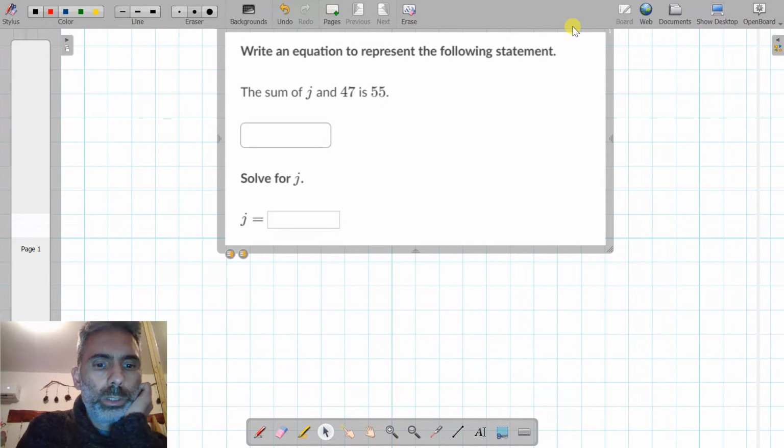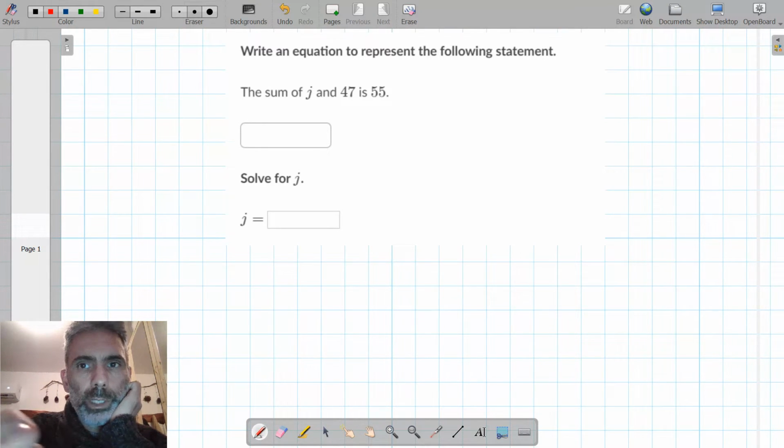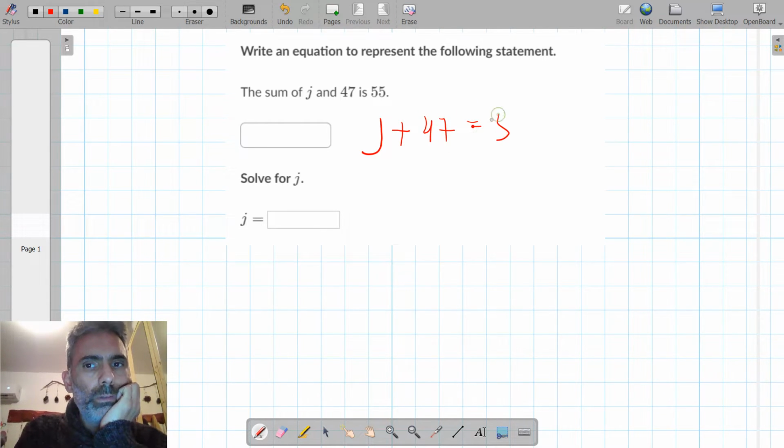Write an equation to represent the following statement. The sum of j and 47 is 55. Okay, so j plus 47 equals 55. This is the sum of j and 47, and it equals 55.